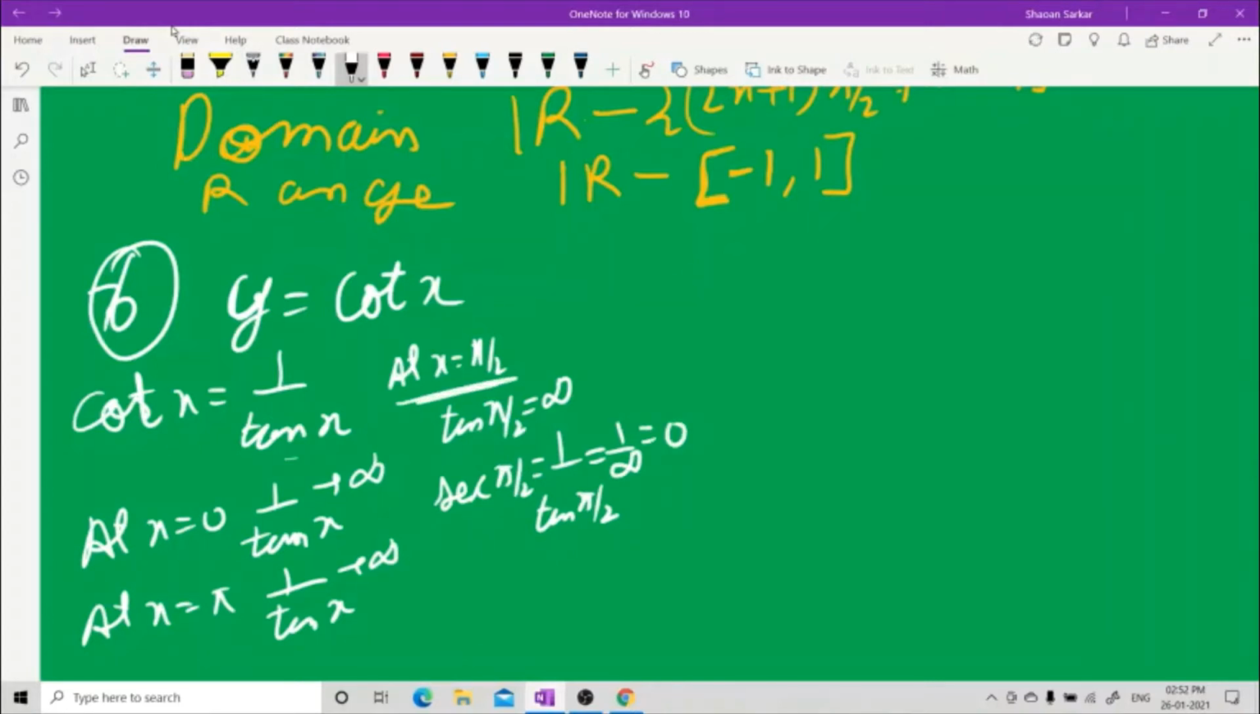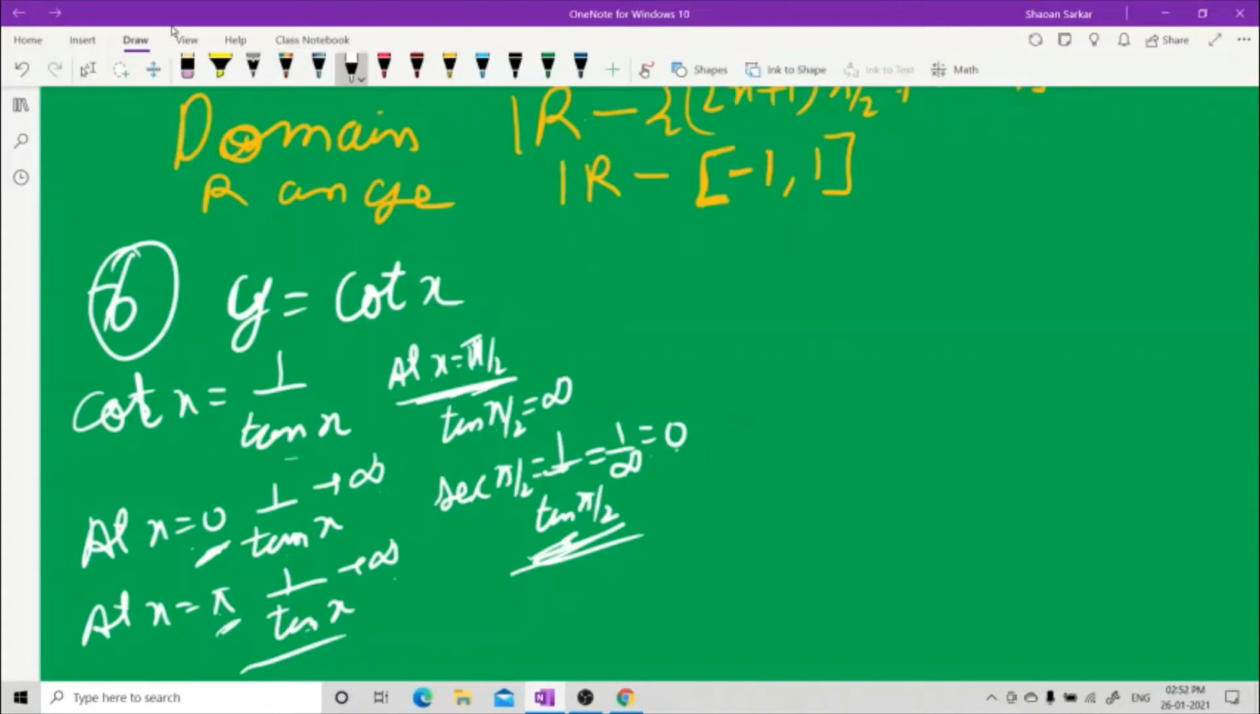At odd multiples of pi by 2 there is no problem, the problem is at even multiples: 0, pi, 2 pi, 3 pi. So I have made you understand why not at pi by 2. I hope you understood this point clearly. I'm repeating again. At 0, 1 upon tan 0 becomes infinity. At pi, 1 upon tan pi is 1 upon 0, which is infinity. At x equal to pi by 2, tan pi by 2 is infinity, but cot pi by 2 is 1 upon infinity, which is 0. So there is no problem at x equal to pi by 2.